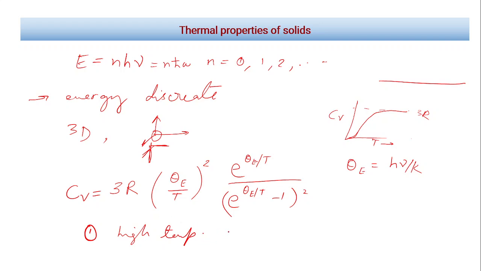For this, at high temperature, that is when T is very much higher than theta E, when we simplify this, all of which you'll find in the derivations in the videos this week, it was seen that this expression simplifies to 1, and finally the expression reduces to 3R. So we can clearly see that at high temperature, Einstein's quantum theory was able to explain the experimental behavior.